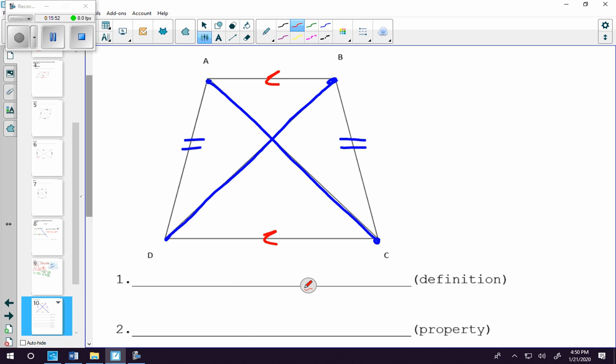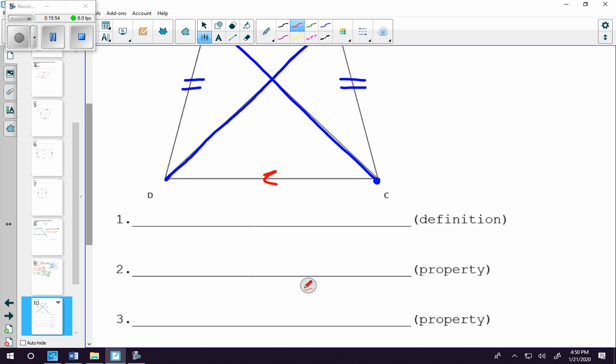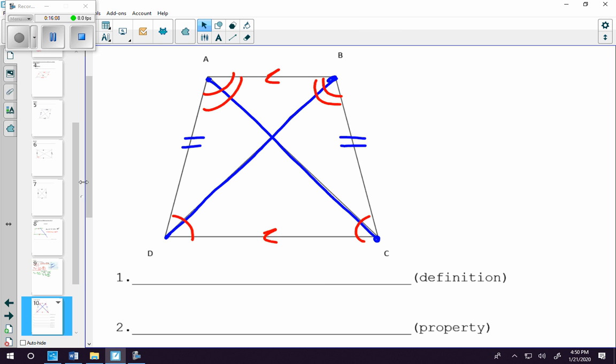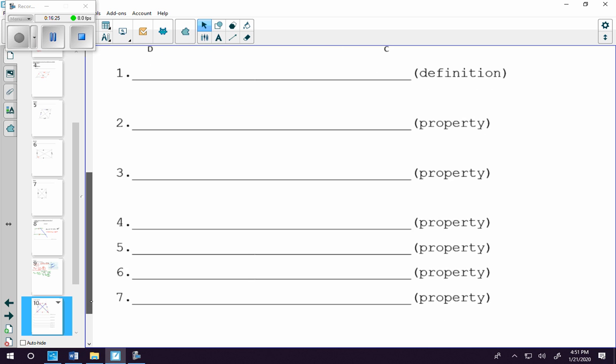If you want to fill in number 3, which is another property of an isosceles trapezoid: in an isosceles trapezoid, the lower base angles are congruent and the upper base angles are congruent to each other. So in blank 3, you can write that another property of an isosceles trapezoid is that the two lower base angles are congruent and the two upper base angles are congruent. That'd be in blank 3.